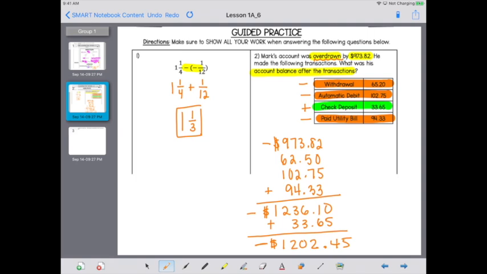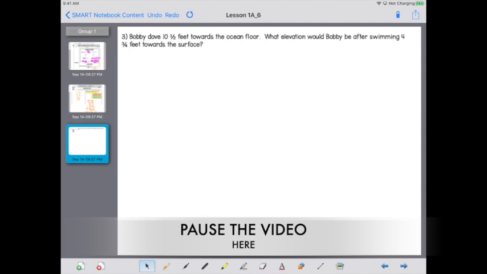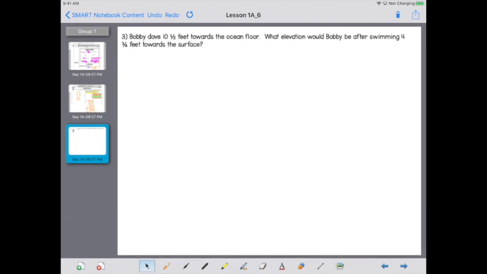Okay, let's move on to the third problem. So the third problem, you're going to try on your own. You're going to pause the video, and then you can come back and check your answer. So Bobby dove 10.5 feet towards the ocean floor. What elevation would Bobby be after swimming 4 3/4 feet towards the surface?